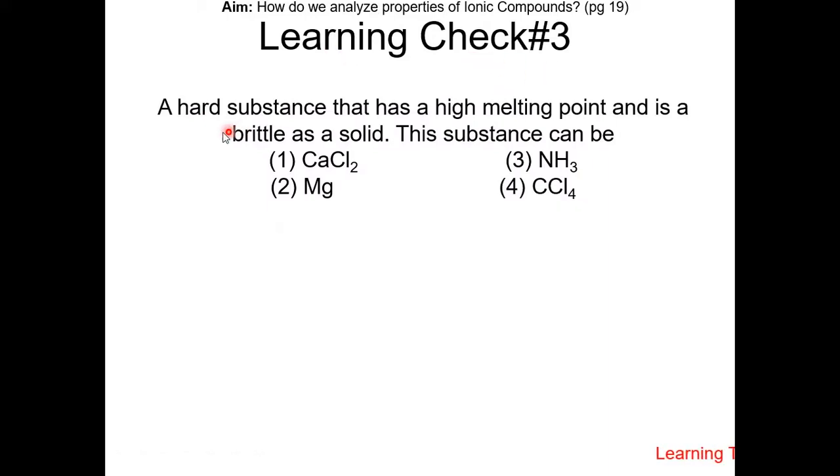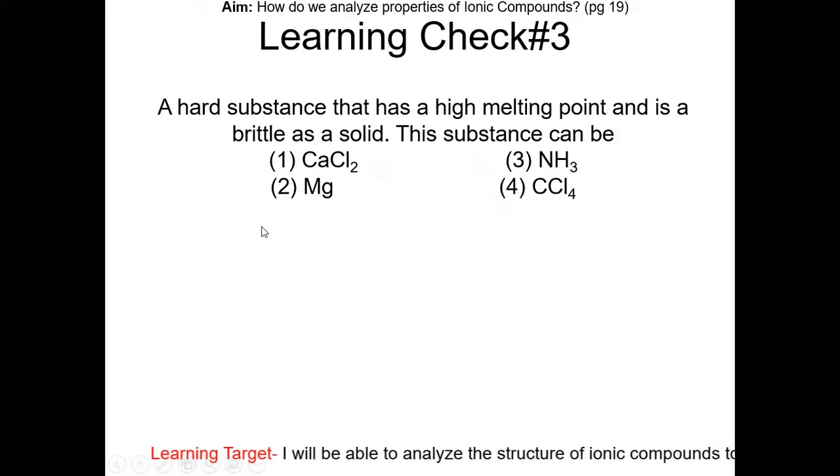Learning check number 3. A hard substance that has a high melting point is brittle as a solid. This substance can be what? Pause the video and resume once you have the answer. So the answer has to be an ionic compound. The only ionic compound here is choice 1, because that's a metal with a non-metal.